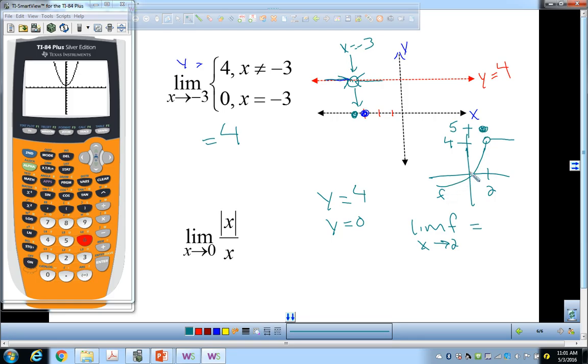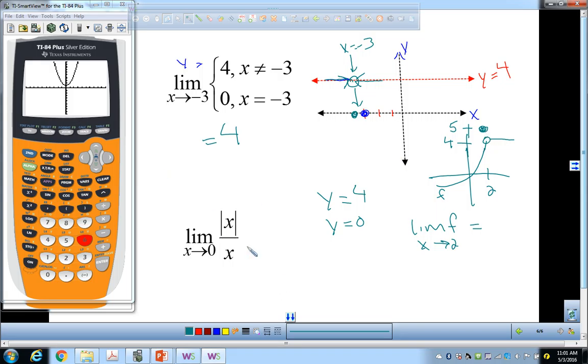As I come towards 2 from the left side and the right side, I'm approaching 4. I'm not approaching 5, even though exactly at 2, the value of my function is 5. Yeah? No? You'll get the hang of it.